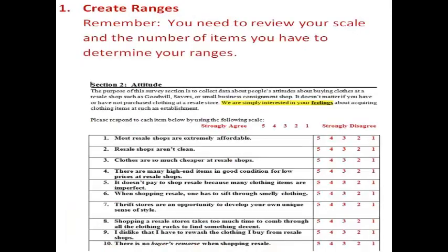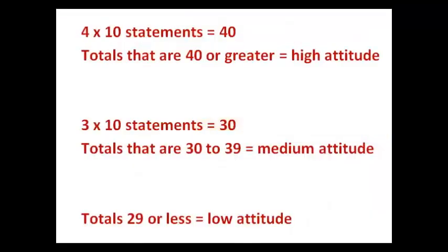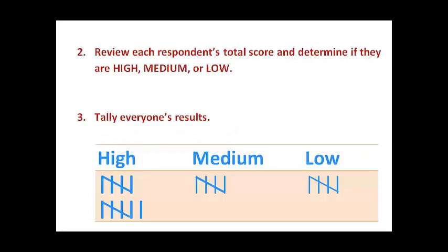Now remember, in this example, I have 10 statements. You have to go by the number of statements you have. Your scale is going to be the same. You're using a 5 to 1 scale. So just like in all these examples, your high group will be multiplied by 4, then you'll have your 3s, and everything under that will be the low group. But you need to make sure that you are multiplying by the appropriate number of statements in your instrument. Otherwise, if you have 12 statements and you're multiplying by 10, then your ranges are going to be off.